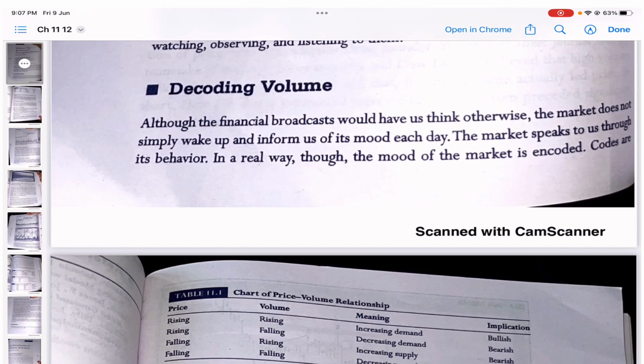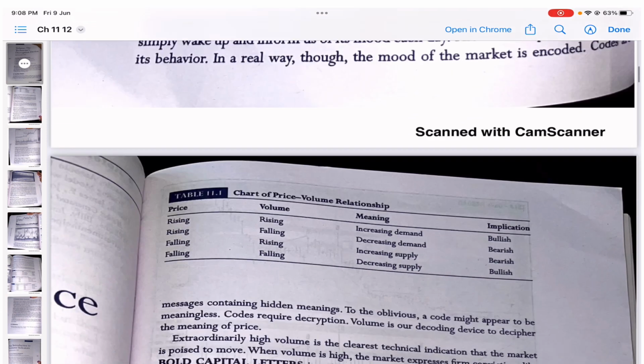So first, let's talk about decoding volume. Although the financial broadcasts would have us think otherwise, the market does not simply wake up and inform us of its mood each day. The market speaks to us through its behavior. So behavior, two things which we can judge the market on the basis of. One is the price, because price is always supreme, and the second thing is the volume. When you combine volume and price together and analyze these two things, you will be very good with your trading. In a real way, though, the mood of the market is encoded.